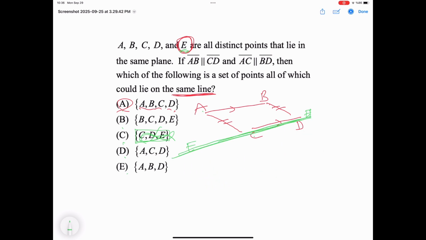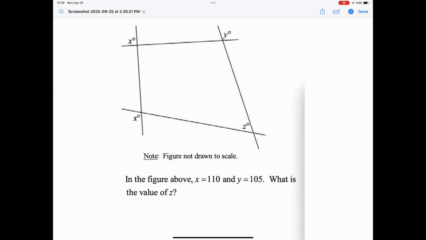All right. And finally, we have this question in the figure. X is 110, Y is 105. What is the value of Z? So we have three values, X, Y, and Z. So we know that this is not a rectangle, but still if we add all these angles up, it's going to give us 360.